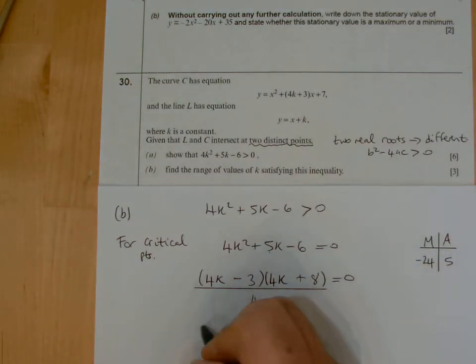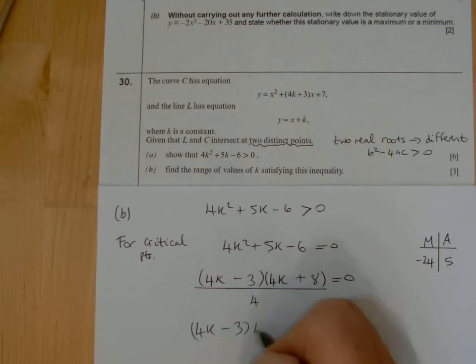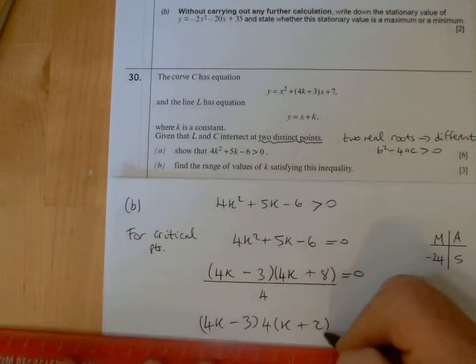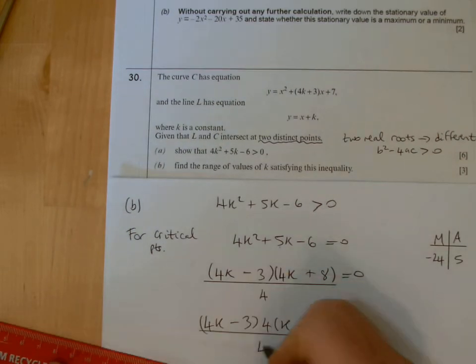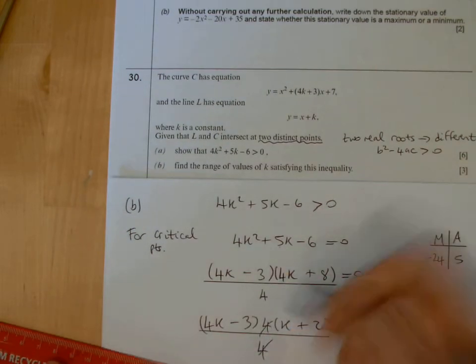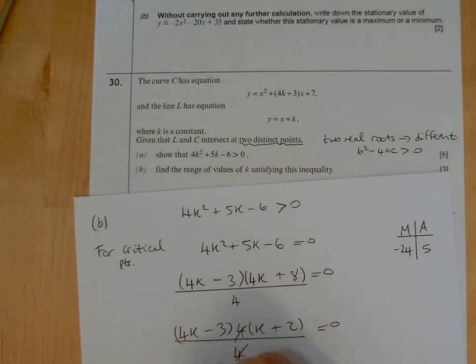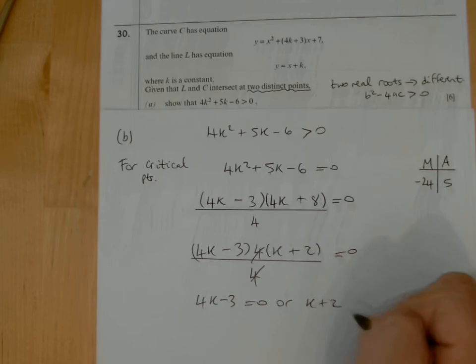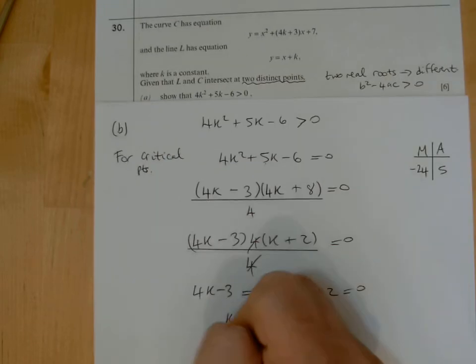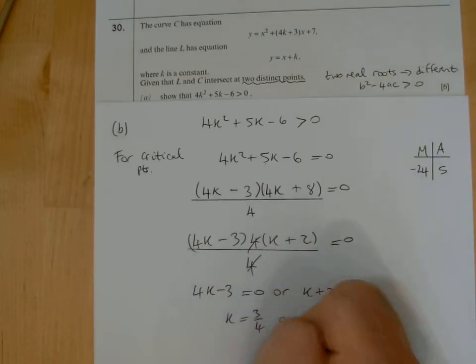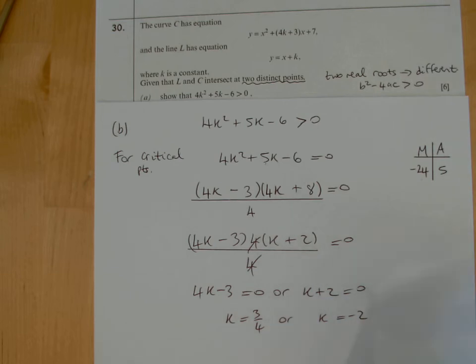Now there's no common factor of 4 in that bracket. There's a common factor of 4 in that bracket, so factorize out. And then those 4's will cancel. So you have 4k minus 3 equals 0, or k plus 2 equals 0. So k will equal 3/4, or k will equal minus 2. So those are the critical points there.